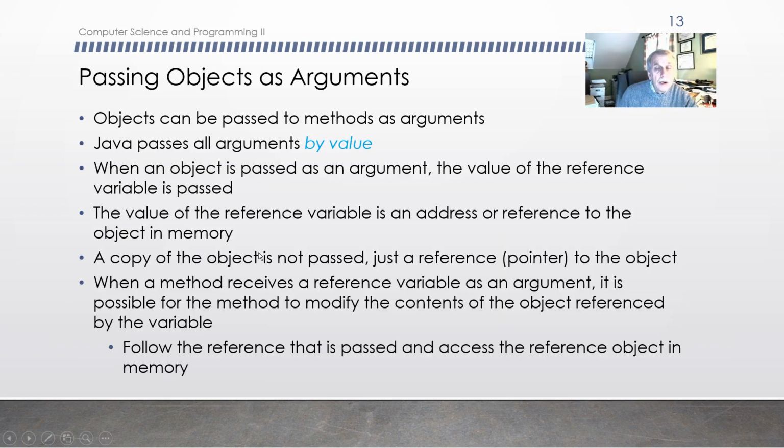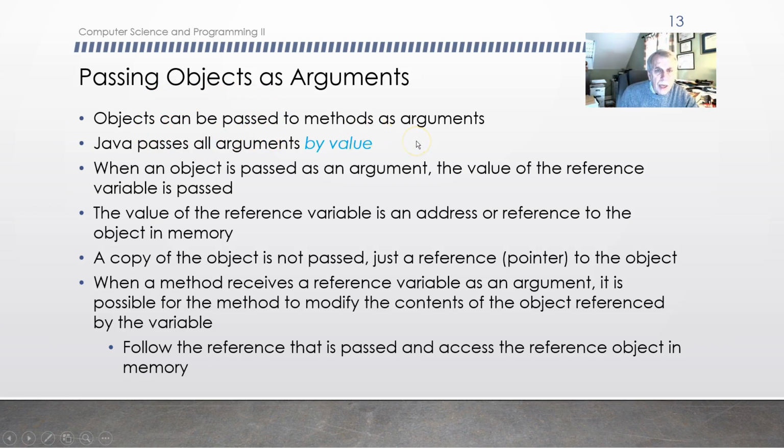Now, why is that important? That's important with Java because everything effectively is passed by value. Java doesn't really use the notion of pass by reference. That's sometimes confusing to folks, as we'll see when we pass objects as arguments. So let's explain how this works.